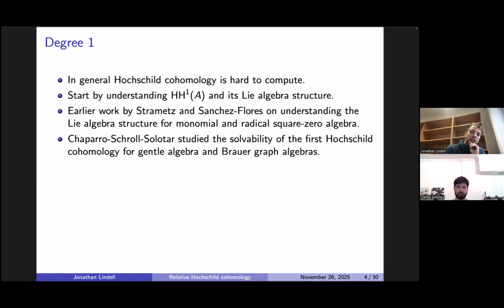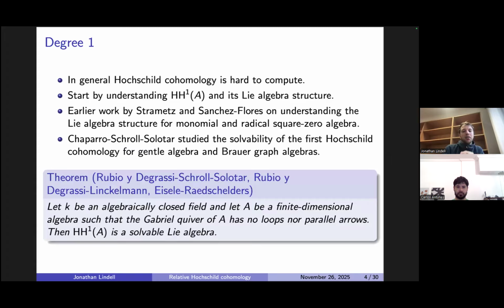And then it was shown by Rubio y Degrassi, Schroll and Solotar, also at the same time by Rubio y Degrassi and Linckelmann, and implicitly in the work of Eisele and Raedschelders, that we have the following sufficient condition for solvability of HH^1 of an algebra.